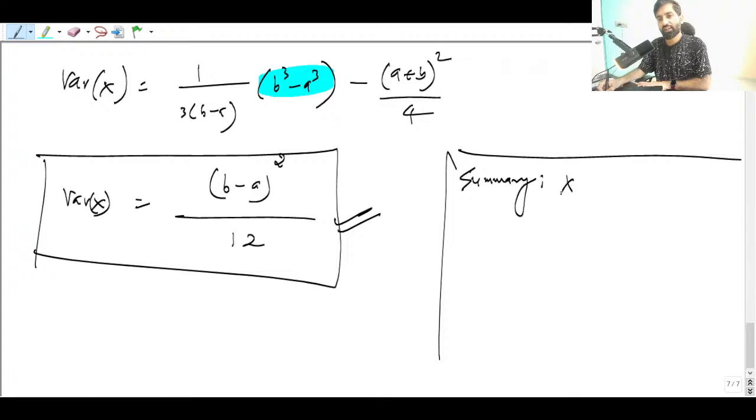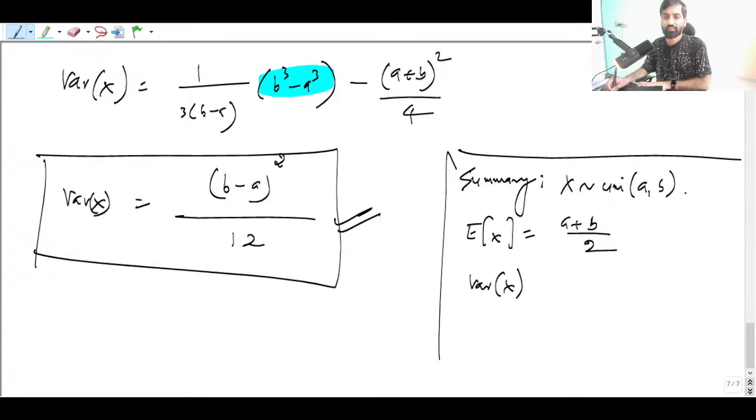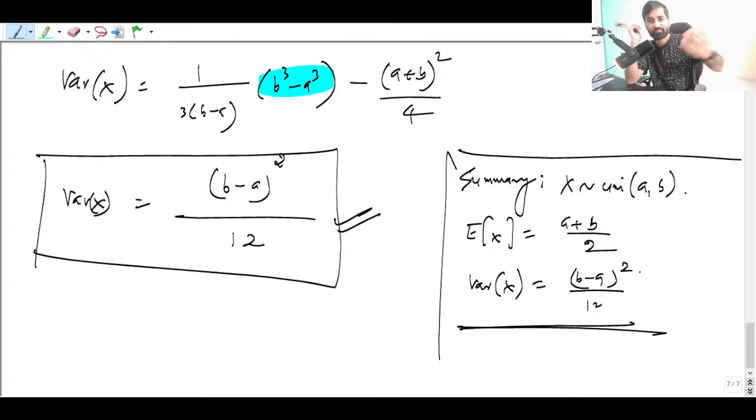So if someone is going to ask you, I'm just summarizing. Summary. Suppose the random variable is a uniform random variable lying between a and b. So the expectation of x is going to be a plus b by 2, and the variance of x is going to be b minus a whole square by 12. Please remember these for your exam sake. Otherwise you have to derive, but make sure that the density function must be uniform. If the density function is not constant over the interval, then you can't use this formula. Please remember that they are not valid for other types.